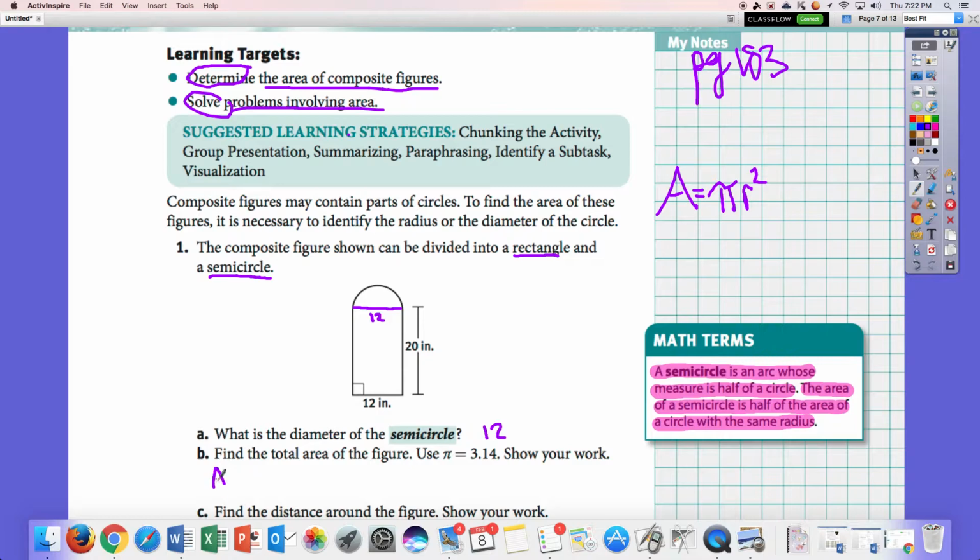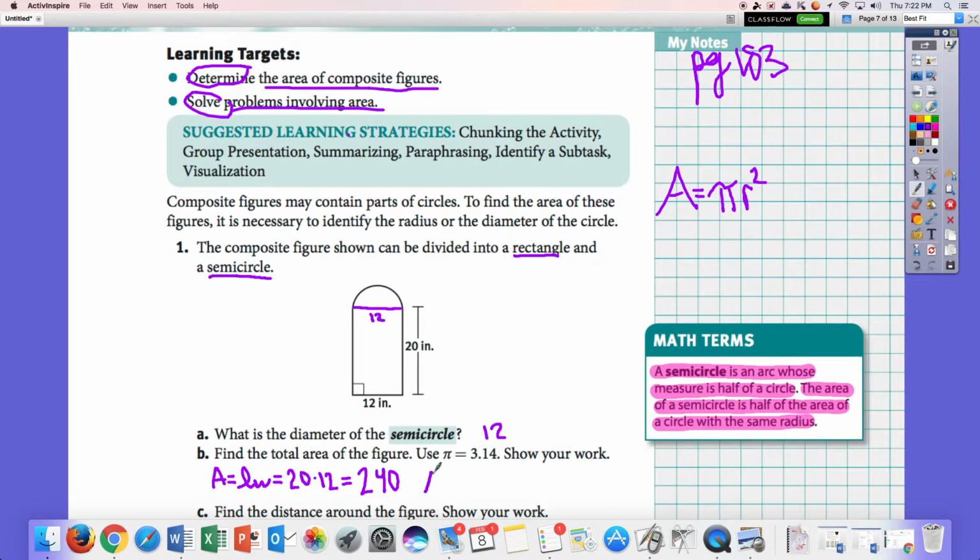So first let's find the area of the rectangle, which is length times width, which in this case is 12 times 20, 20 times 12. So the area of the rectangle is going to give us 240 inches squared.